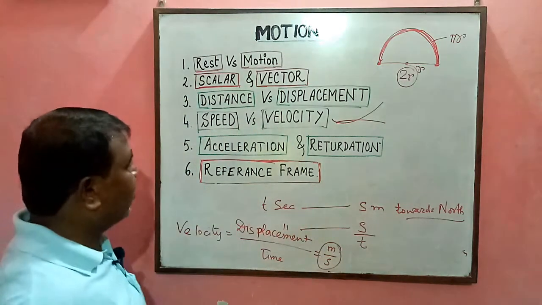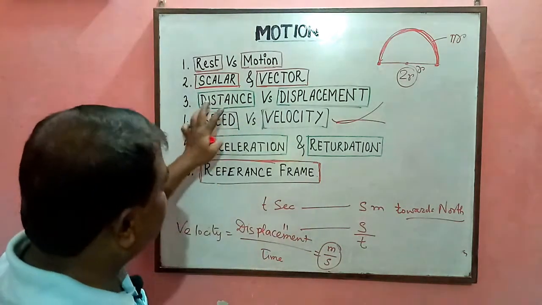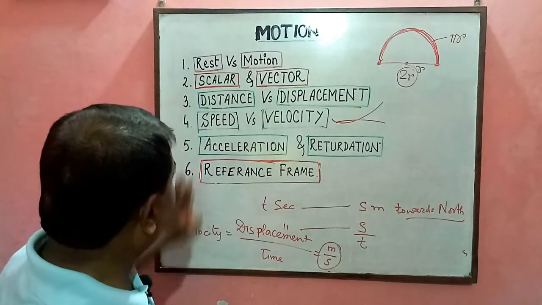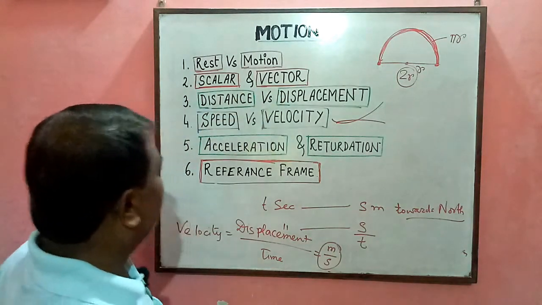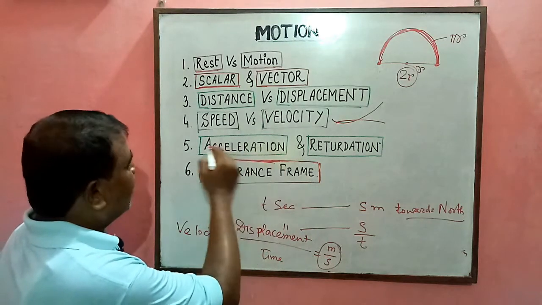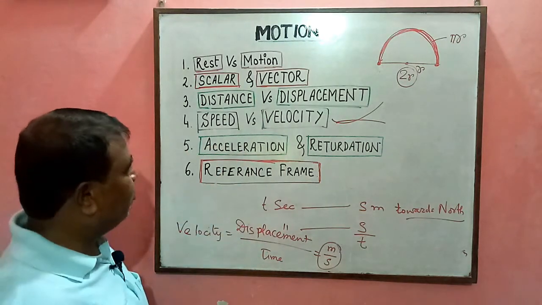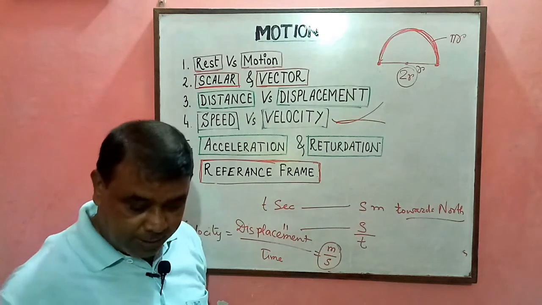So now we have come to know these two quantities are different. Distance and displacement are two different quantities. This is a scalar, this is a vector. Now coming to our fifth point, that is acceleration and retardation.